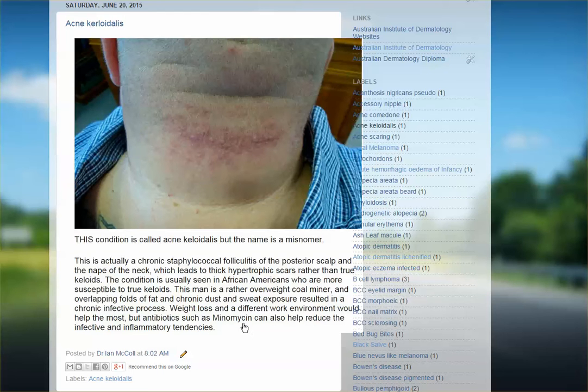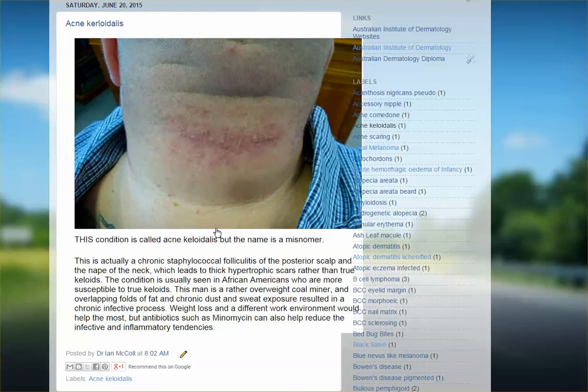We've said here to use some minomycin, but really you want to do a swab, find out what the antibiotic sensitivities of the staphylococcus are, and choose your antibiotic from there. Minomycin acts as an anti-inflammatory as well as an antibiotic.